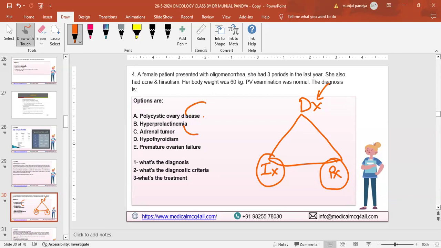See, it's a female presenting with oligomenorrhea. So oligomenorrhea favors polycystic ovarian disease, right? Acne, hirsutism, all androgen excess features, so androgen excess syndrome is also there. And maybe body weight is 60 kg, probably an obese patient; usually they are obese. Otherwise the examination is normal. The PV examination is normal, so nothing wrong in the vaginal examination.